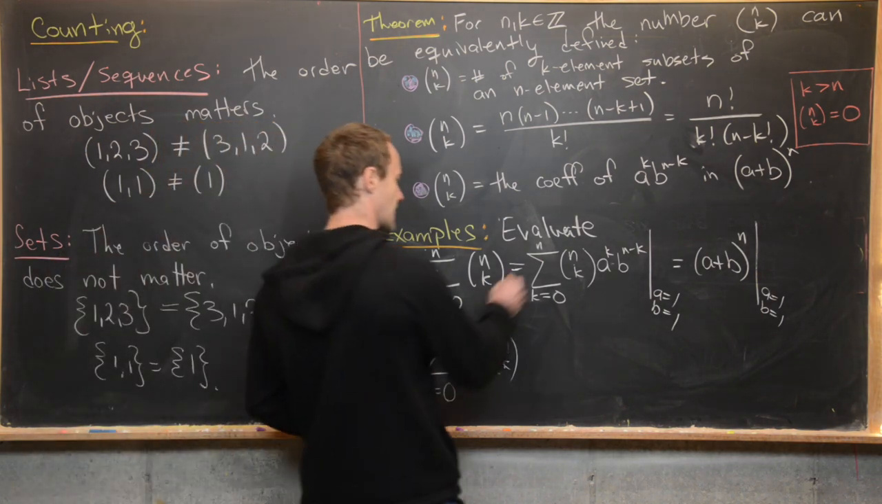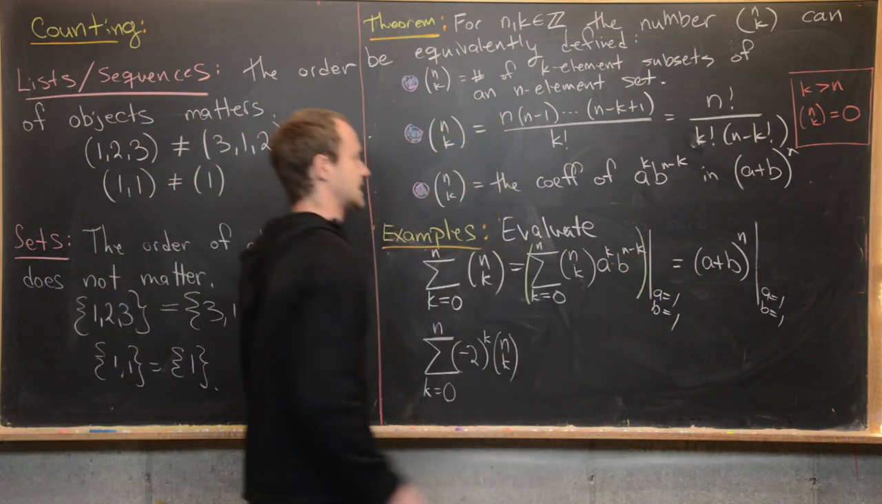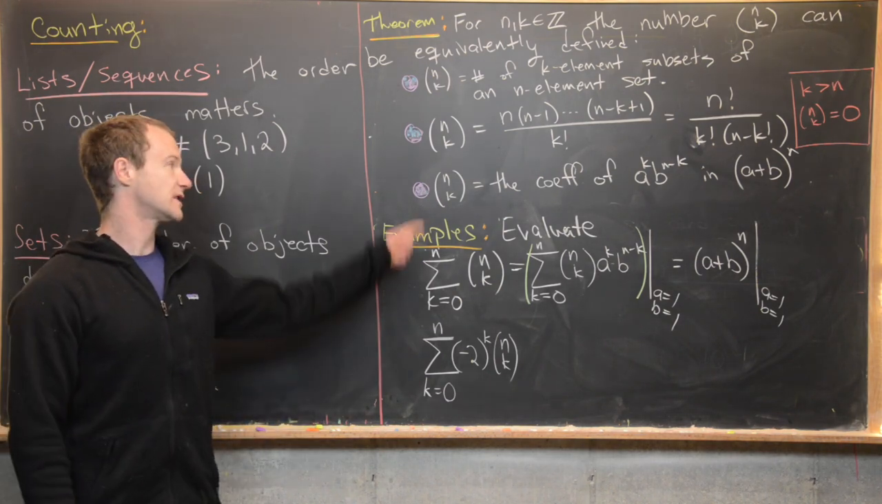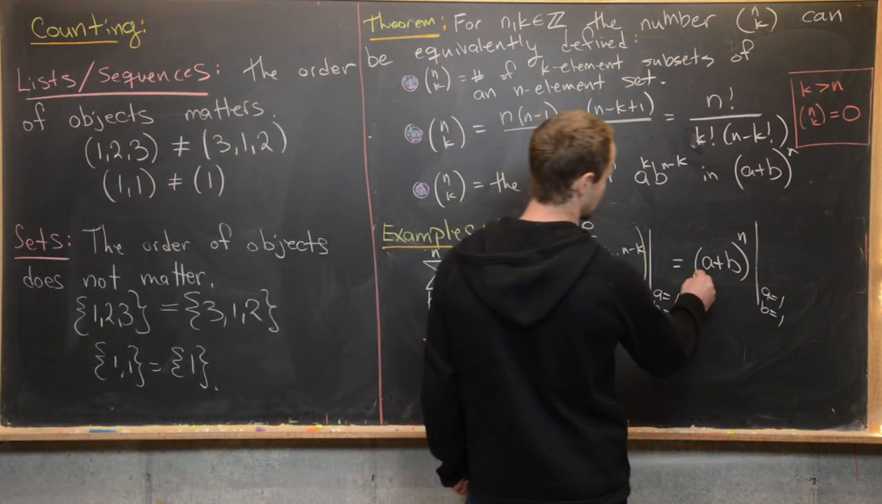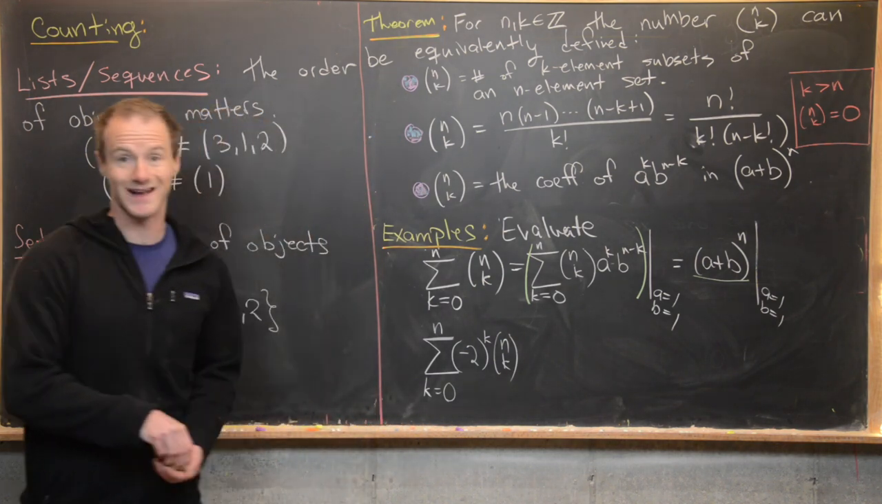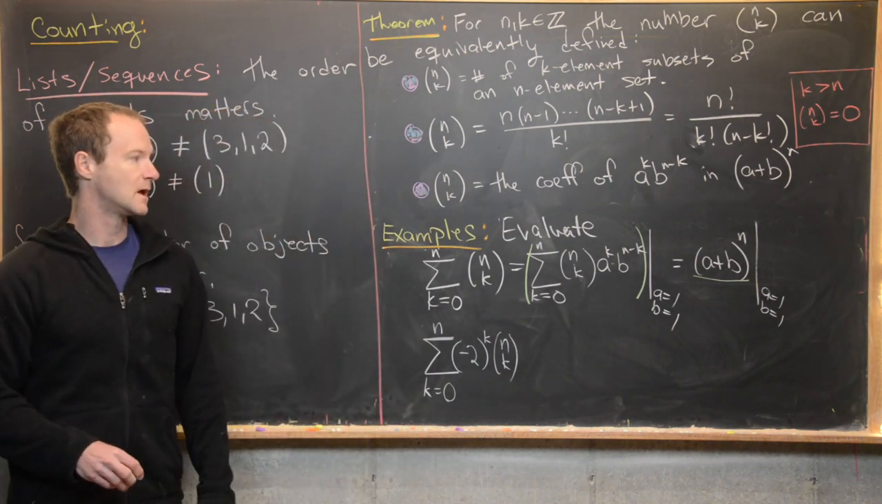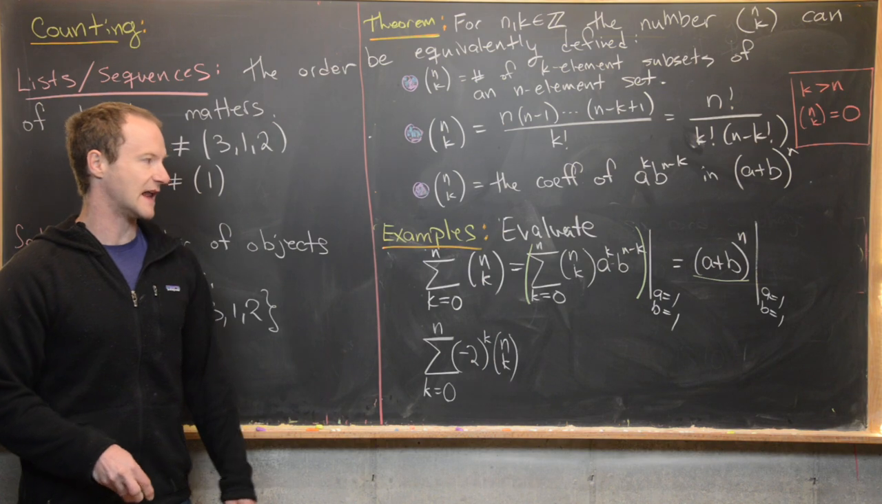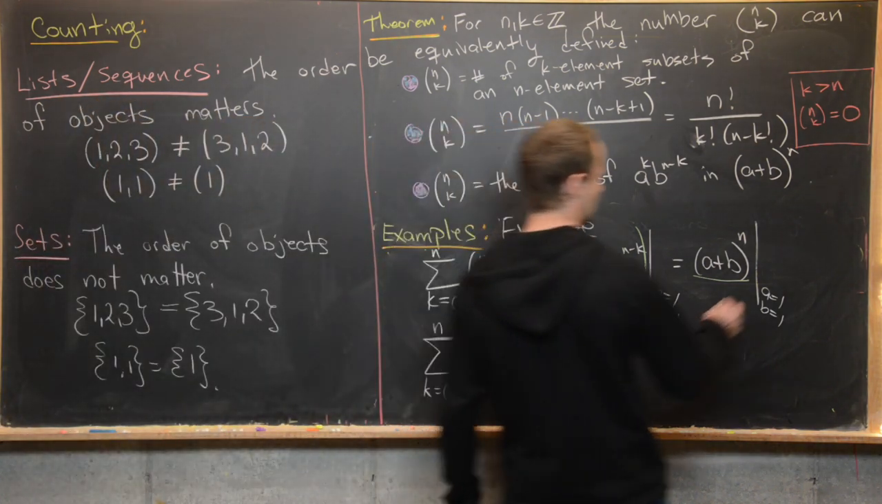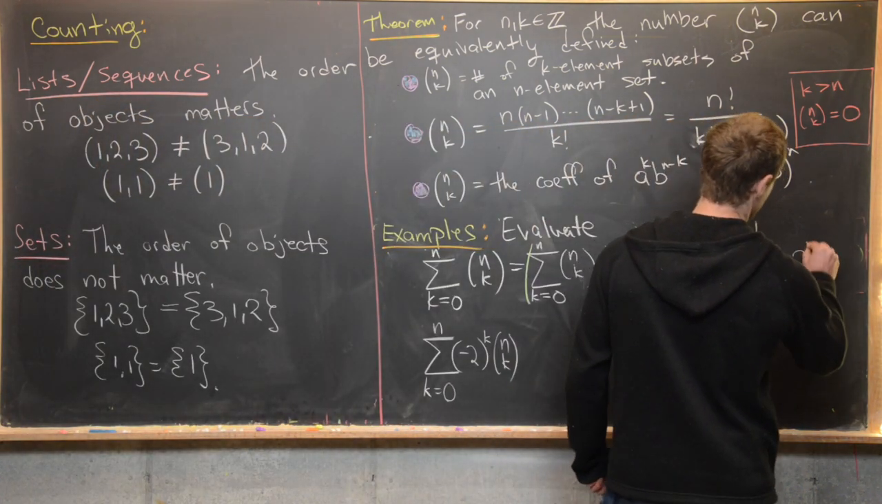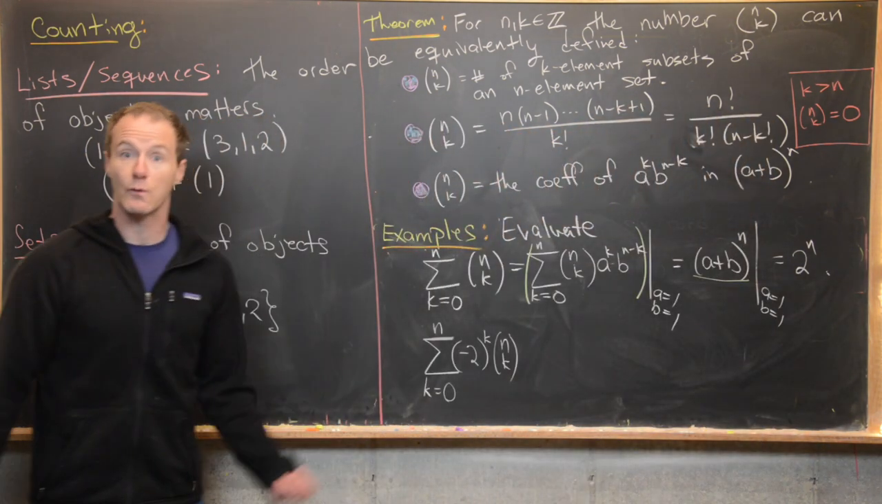So just to reiterate, we've taken this expansion, which is really the definition of the binomial coefficient, and replaced it with the unexpanded binomial. Okay, but now we just evaluate that at a equals 1, b equals 1, and we see that we immediately get 2 to the n. And we're done with that.